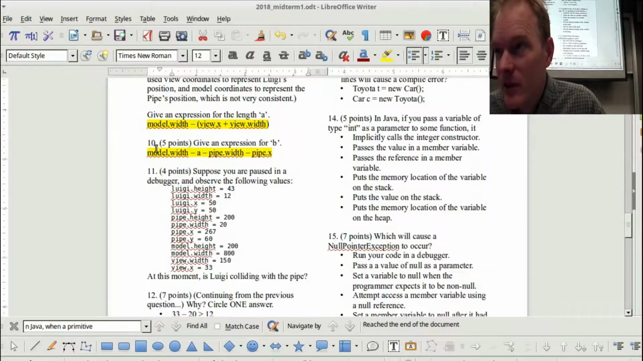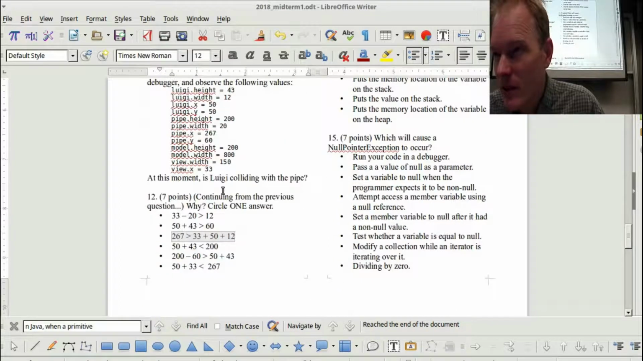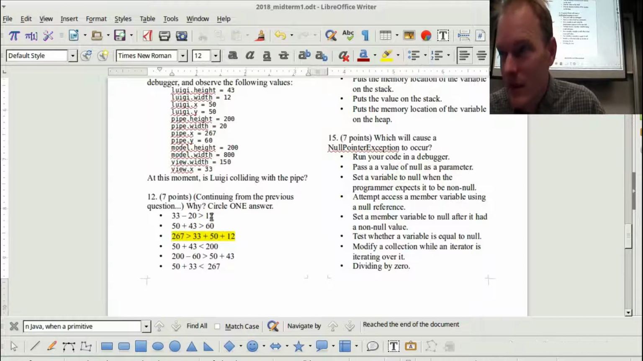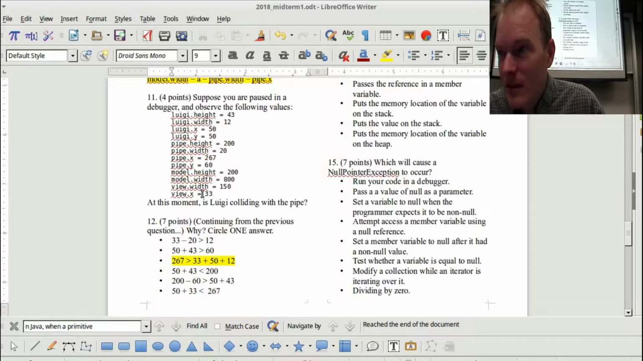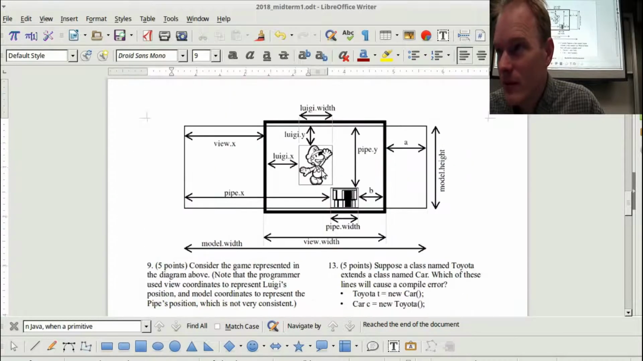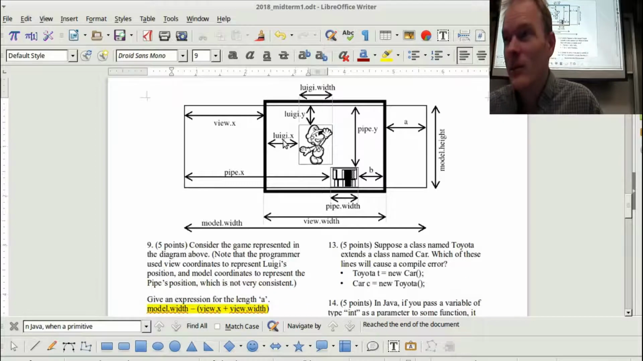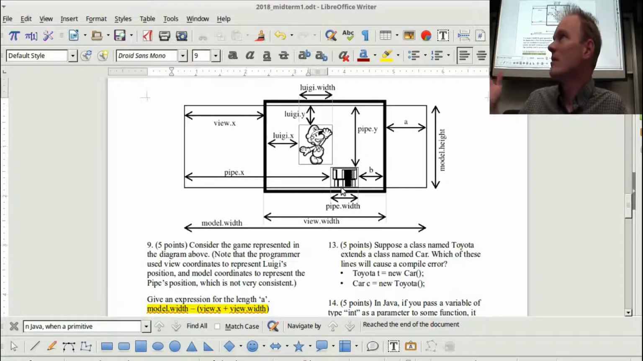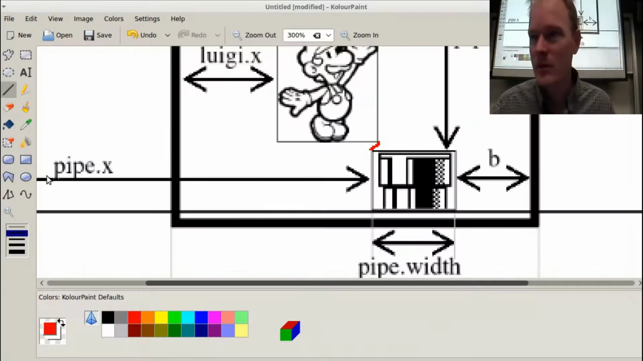Basically, if you take your expression here, oh no, we have to make an expression for this one. Well, that one was the answer. Here's how we know. In order to figure out does Luigi intersect with the pipe, you had to know Luigi's x position, and you had to use the view x position, right? Because we had to figure out where Luigi was in the model space, because the pipe is only known in the model space. Let me do it in my picture here.